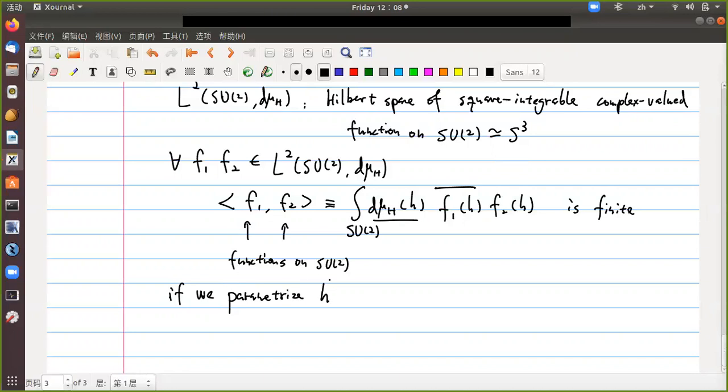h belongs to SU2 in this manner: e to the alpha tau 3 divided by 2, e to the beta tau 2 divided by 2, e to the gamma tau 3 divided by 2. Here tau 1, tau 2, tau 3 are just Lie algebra generators proportional to the Pauli matrices, and alpha, beta, and gamma are angles, actually Euler angles.